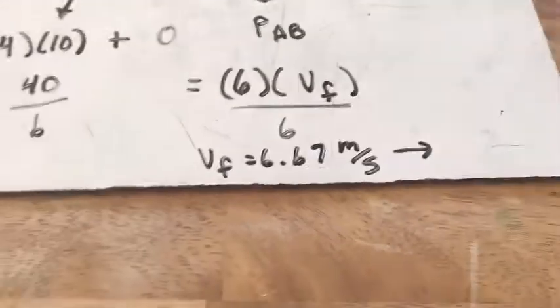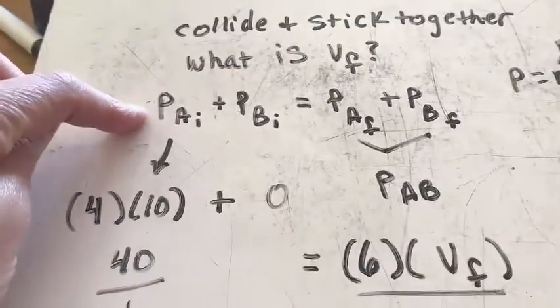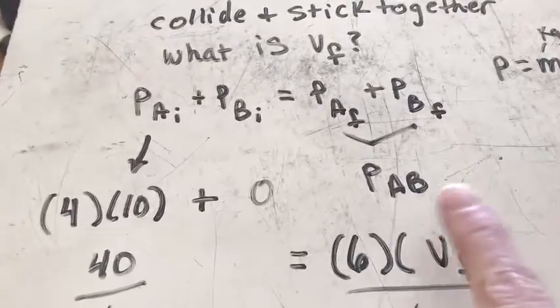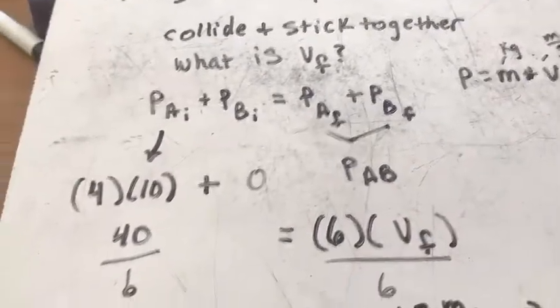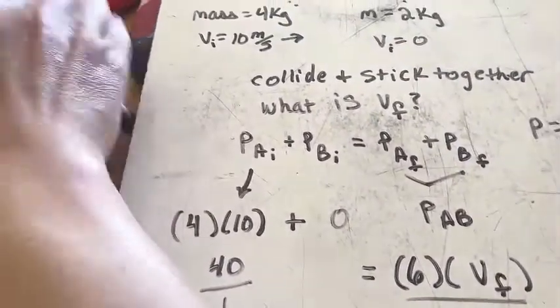When you're solving these problems, the key is to remember that you want to use the conservation of momentum for collisions. If they stick together, you just add the masses at the end. If they don't stick together, then you keep them separate. The sign of your velocity is important.